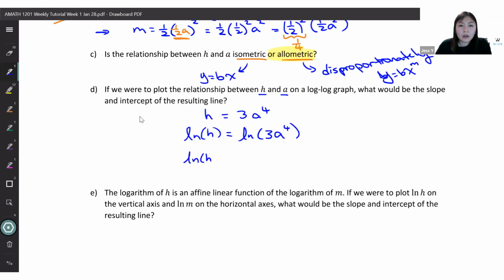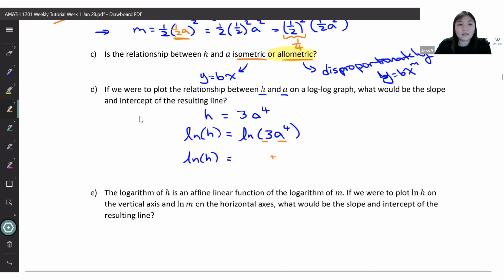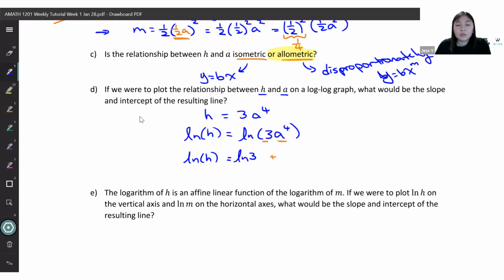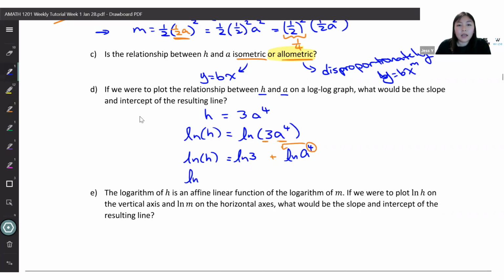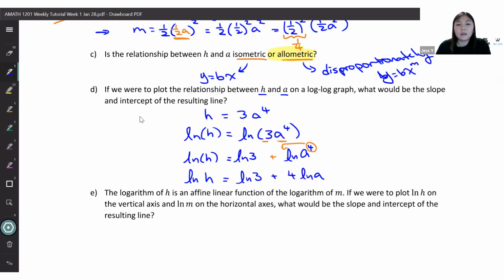So on the left, we still have ln h. On the right, I can break this up. This is two things being multiplied, and ln of two things being multiplied turns into a plus. So now I have ln of the first thing plus ln of the second thing. And another ln rule helps us bring our exponent down to the front. So we have ln h equals ln 3 plus 4 ln a. Based on this, what is the slope and what is the intercept? Write down the slope, write down the intercept.